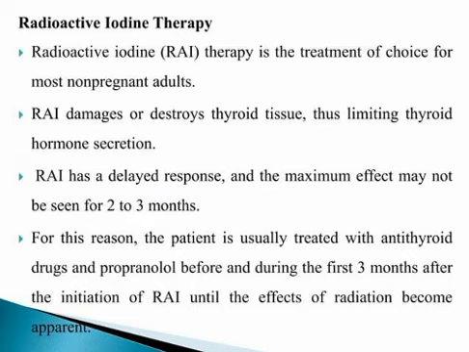Radioactive iodine has a delayed response, and the maximum effect may or may not be seen within 2 to 3 months. For this reason, the patient is usually treated with antithyroid drugs and propranolol before and during the first 3 months after the initiation of radioactive iodine therapy, until the effects of radiation become apparent. Radioactive iodine therapy is mostly the treatment of choice for non-pregnant women.